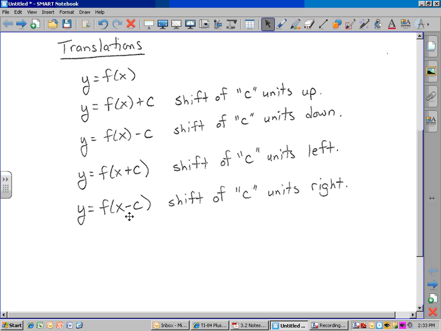And if you subtract on the inside directly from x, it affects the horizontal, and it will be the opposite again. It will shift c units to the right instead of to the left. So inside, directly with x, inside of a function, possibly a square root, maybe a set of parentheses, an absolute value, any of those do the exact opposite of what you see.